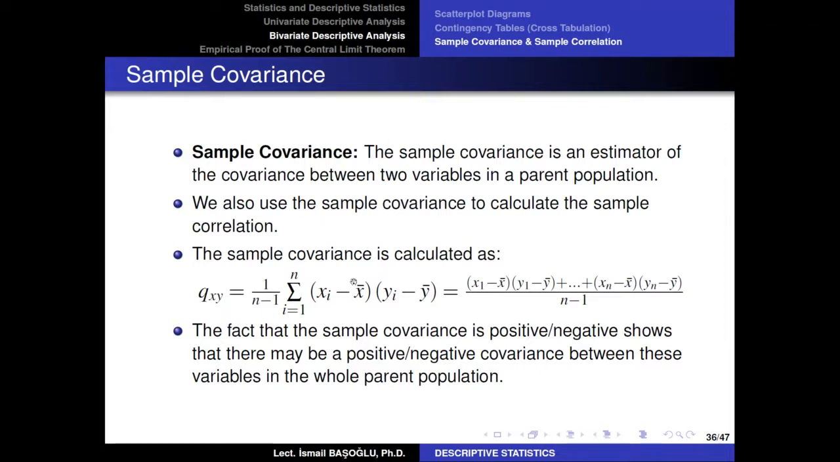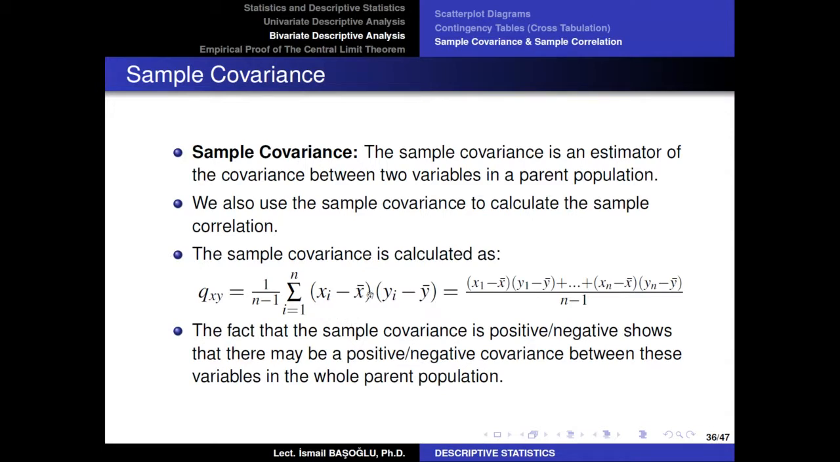So sample covariance is formulated like this. The way we calculate the sample covariance is very similar to the theoretical covariance. Remember, what is the definition of the theoretical covariance? It was the expected value of the deviation of the first random variable from its mean times the deviation of the second random variable from its mean.